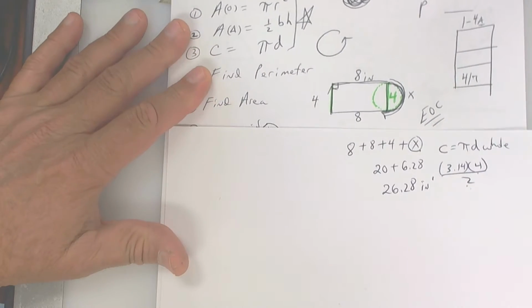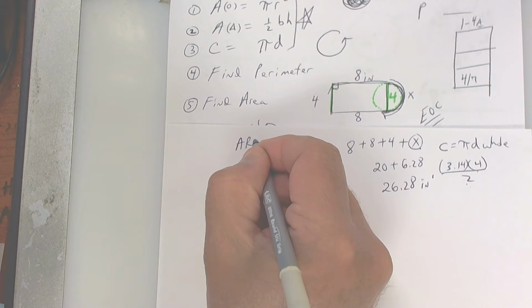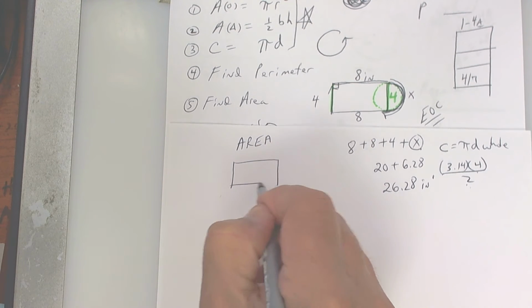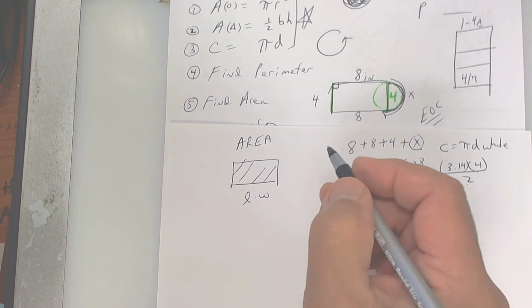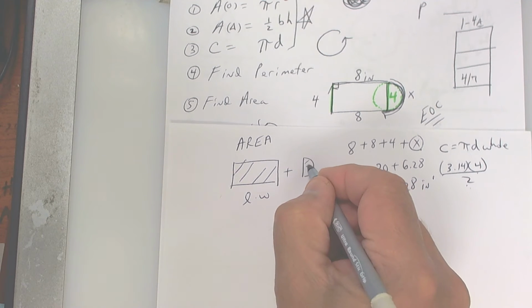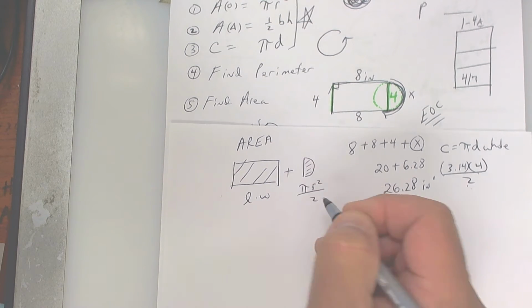Now area of this figure, when you do area, you have a rectangle, which is length times width, and plus you want to add half a circle, called a semicircle. Well, the whole circle is pi radius squared, but we want half of it.